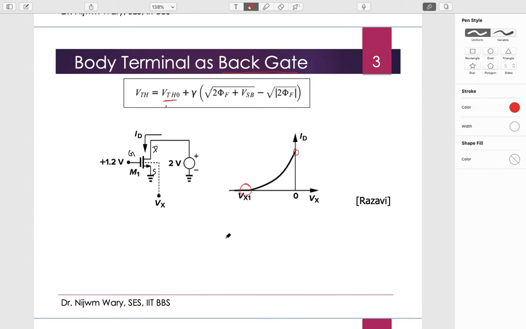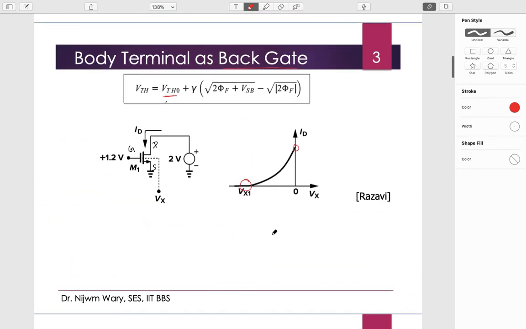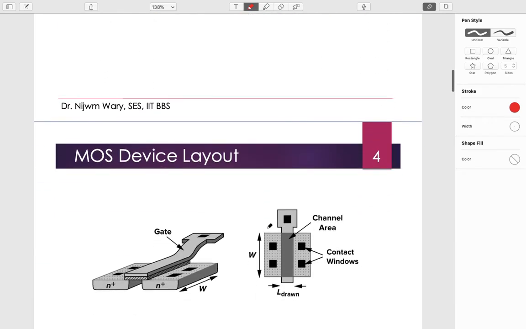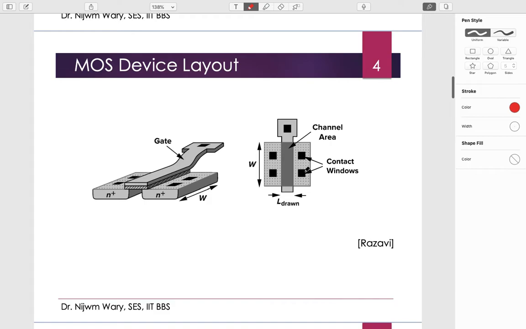Okay, so I hope it's clear. This is a simple one. Next, we'll discuss a little bit about the MOSFET layout, and finally we'll directly come to the parasitic capacitance part.